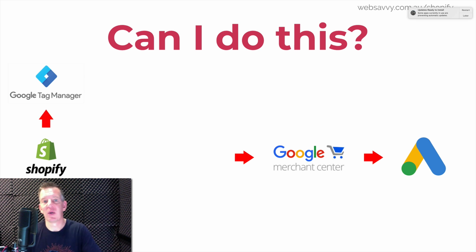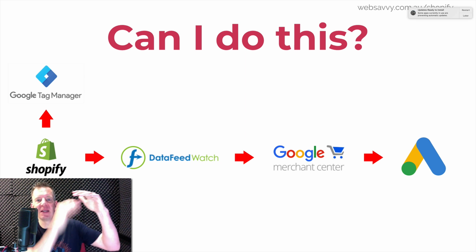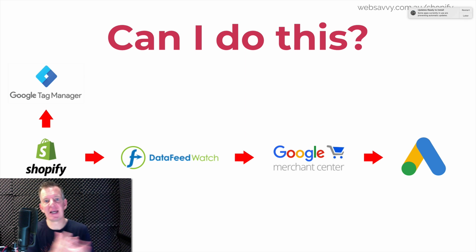Tag Manager is a way to install code on your site without having to go and hack Shopify themes. Data Feed Watch is kind of the, I'm not going to say secret sauce because it's not secret and that's just silly, but it's the bit that makes it all work really, really well. So basically taking the list of your products, instead of just giving that to Google and saying, there you go, figure it out.